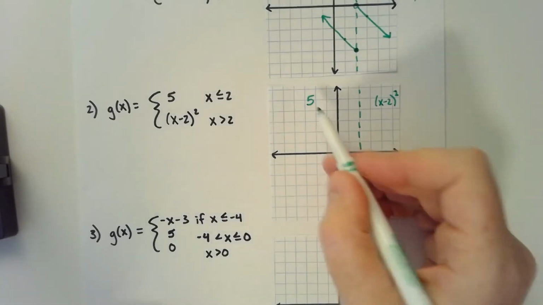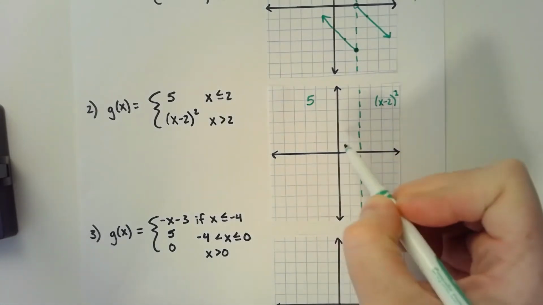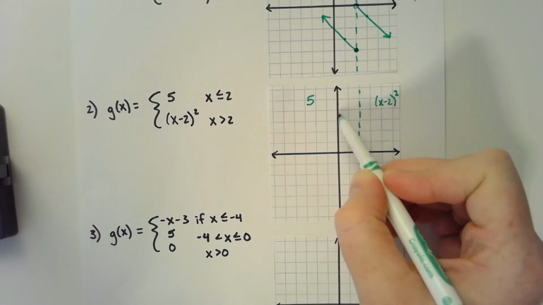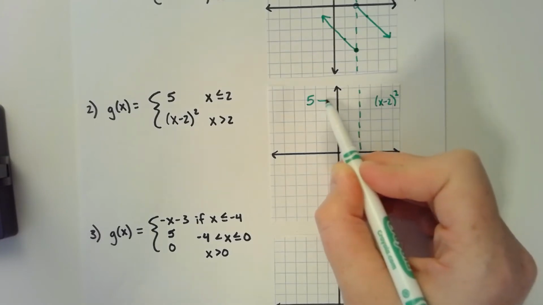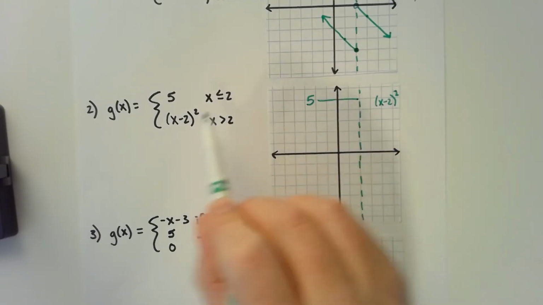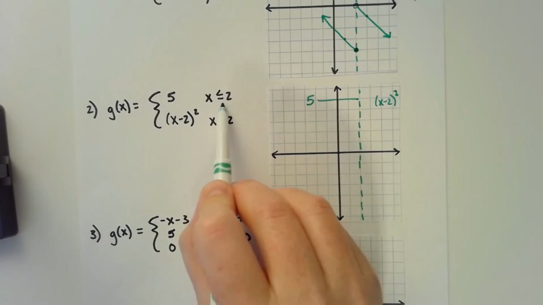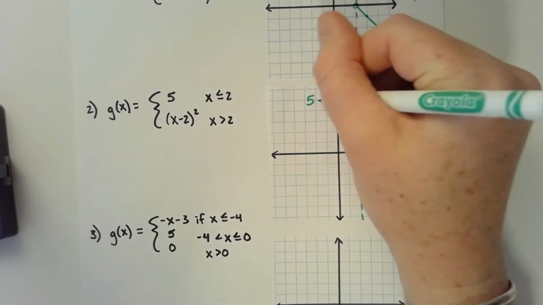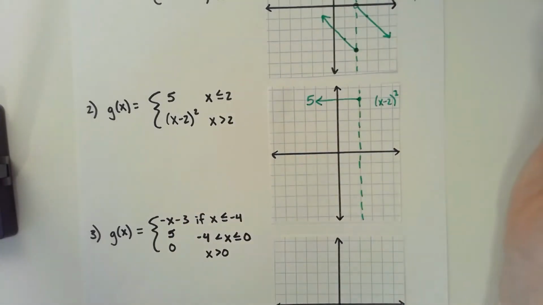So 5 is an easy one to graph. We just need to go to y equals 5. So 1, 2, 3, 4, 5. And then does it claim the fence? So we check over here, and it did claim the fence because it's equal to. So that would be it for that part.